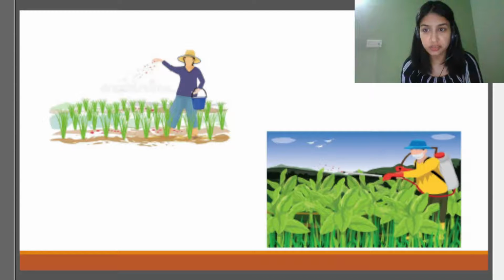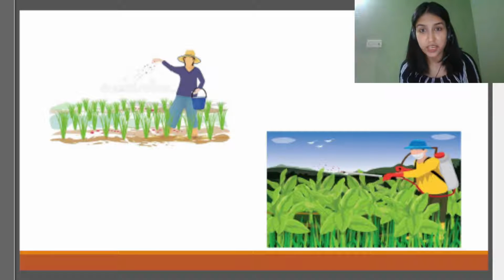In the first picture we can see the farmer is spreading something into the field, right? What is that something according to you? What do you think the farmer is spreading in his field? In the second picture, he's spraying something on the plants that he has planted, right? Very good students. So these are fertilizers, or we can say fertilizers and pesticides basically.